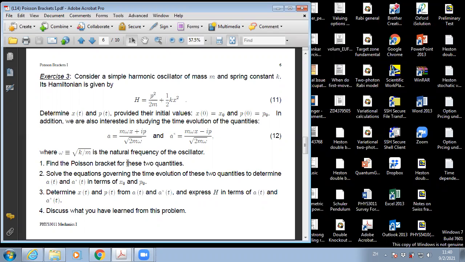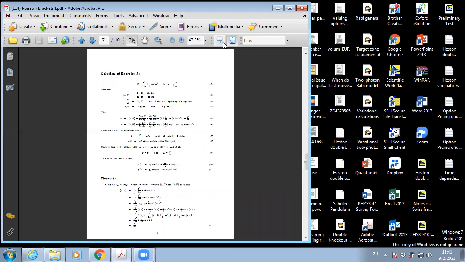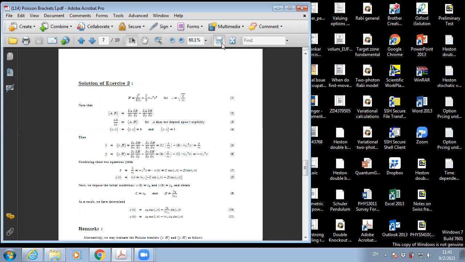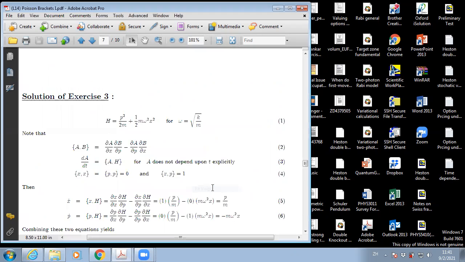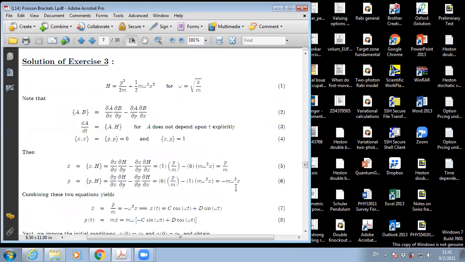All right, in this exercise, if you are asked to find x(t) and p(t), we can go directly to Hamilton's equations to find x dot and p dot, and then solve these two coupled differential equations, and you can get the final results. But the purpose of this exercise is not just x(t) and p(t). I would like you to explore the time evolution, or any other functions which you are interested in.